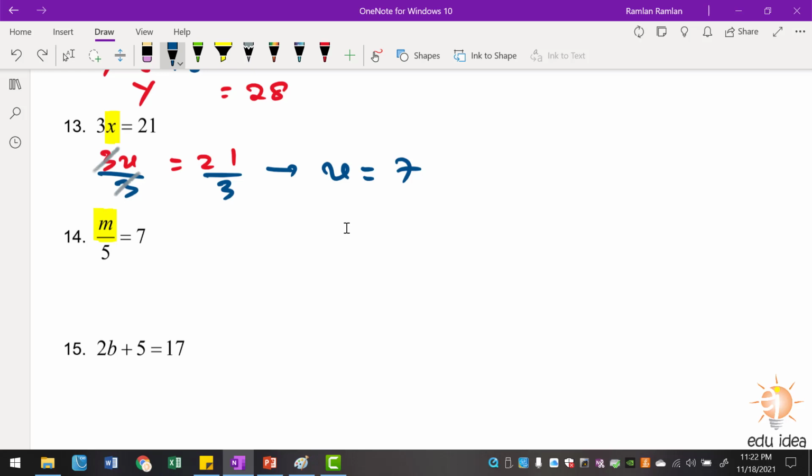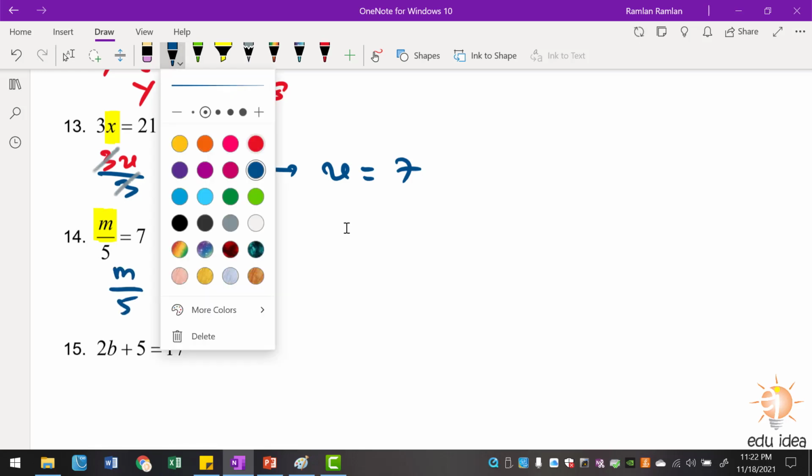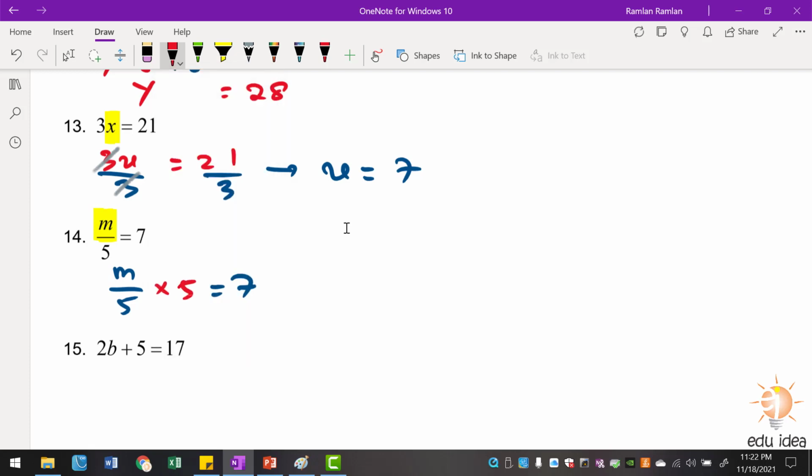So I can rewrite it again as m over 5 equals 7, and I'm going to multiply both sides by 5. By doing so, I can cancel this 5, so that leaves only m on the left side of this equal sign. So we'll get m equals 7 times 5, which is equal to 35, okay?